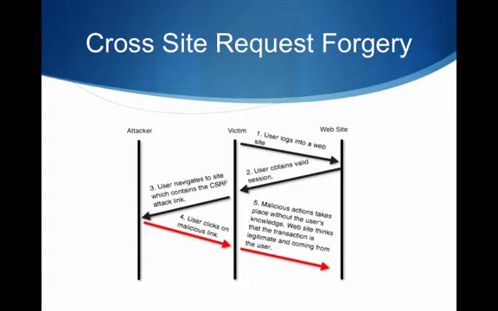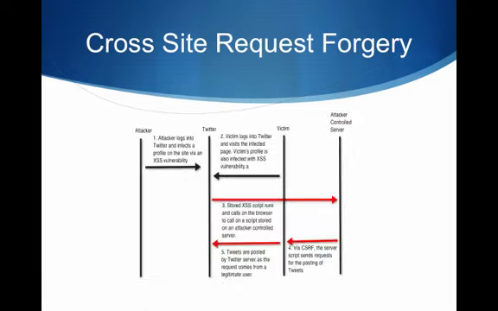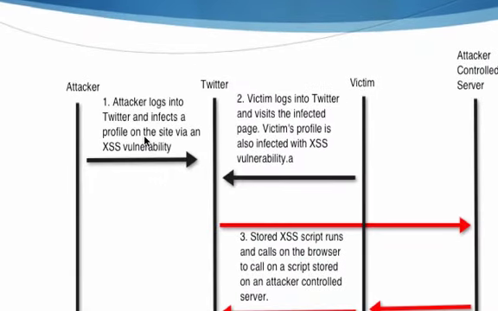However, they're made more powerful when combined with a cross-site scripting attack. So let's look at the Mikeyy Twitter worm of 2009. What happened in that attack was the attacker actually logged into Twitter and infected a profile on the site via a cross-site scripting vulnerability. When the victim logged into Twitter and visited the page, their profile actually got infected also with the cross-site scripting vulnerability.